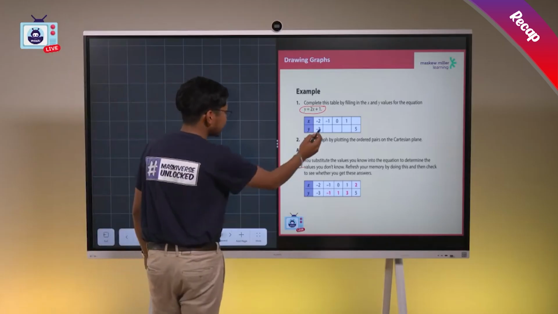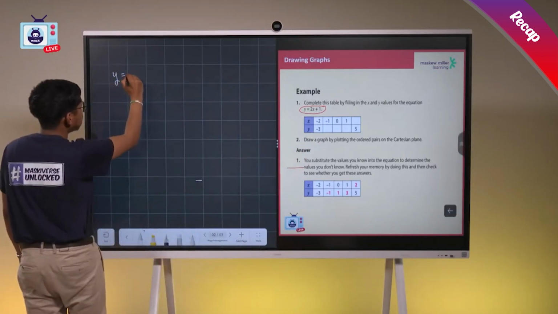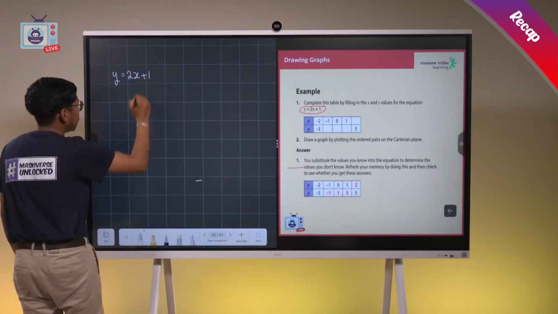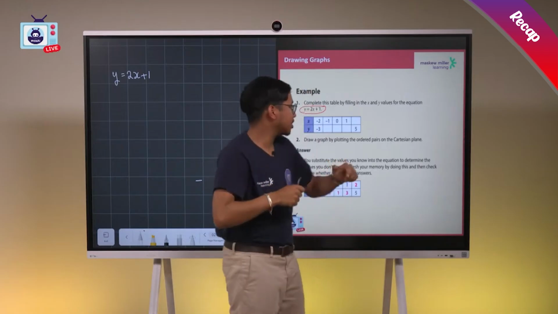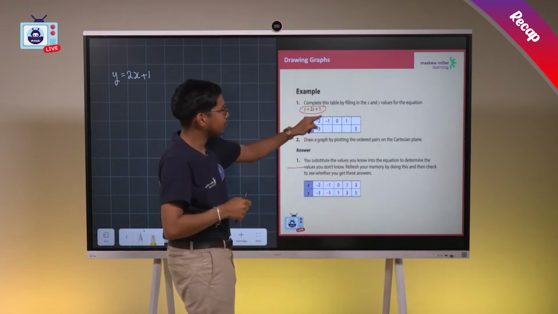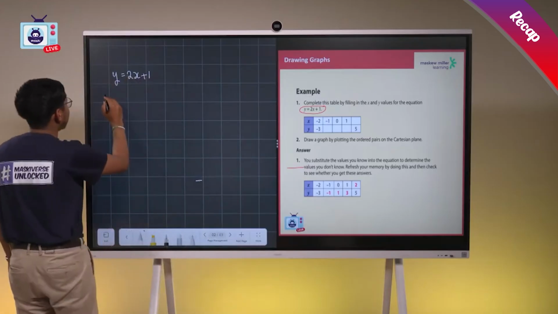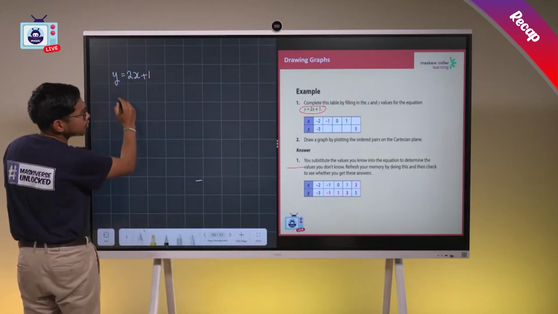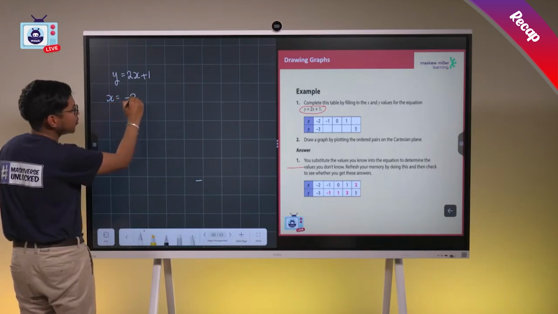So let's first complete the table. So here's my equation. So my equation is given by y is equal to 2x plus 1. What is my first x value? My first x value is -2, so I'm going to substitute. Keyword, substitute. Substitute means in place of. So in place of x, I will put what? -2, right? So we can say, so for x equal to negative 2.